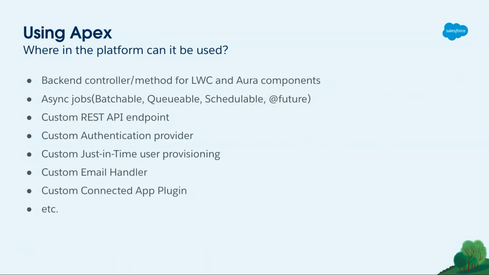So if we're talking about what I can actually do with Apex, we can do many things. It can act as a controller. It can act as asynchronous processes. We can build custom REST endpoints. We can predefine behavior for an authentication provider. You can use it as a just-in-time user provisioner. You can handle emails with it. You can define custom app behavior and many, many more things you can do with Apex. So basically, that's a tool which allows you to really customize the behavior of the platform.